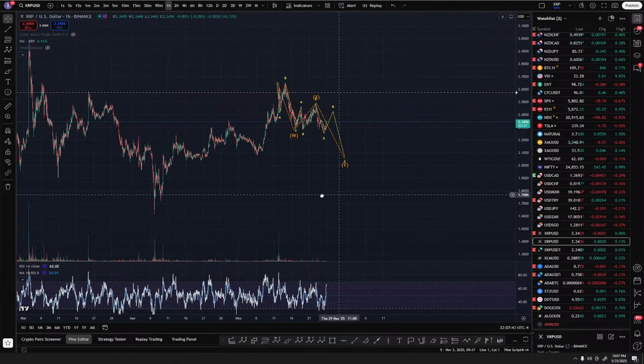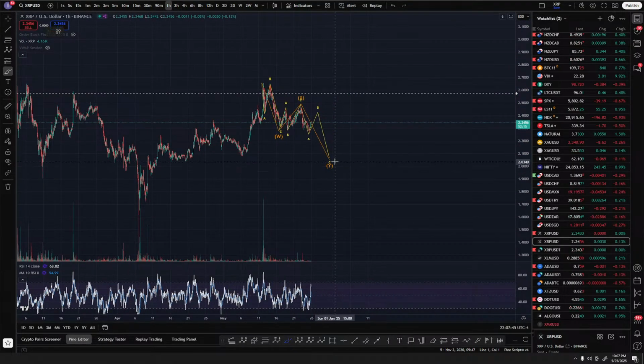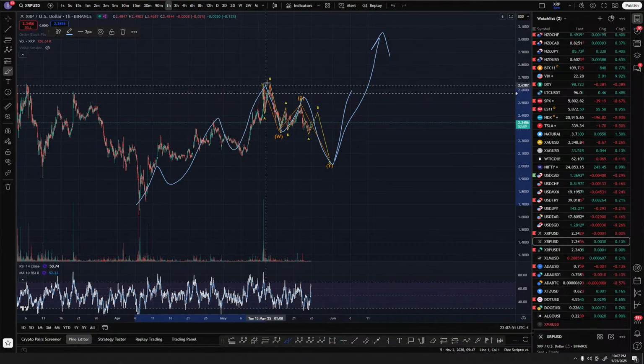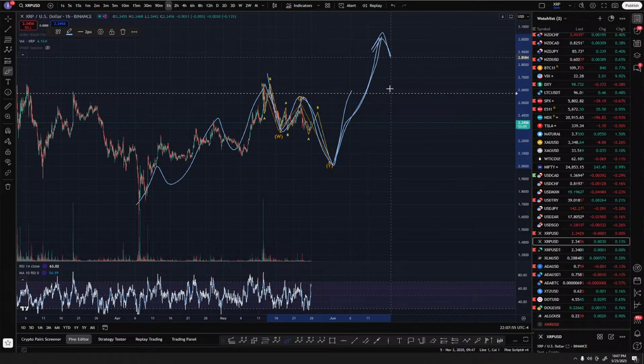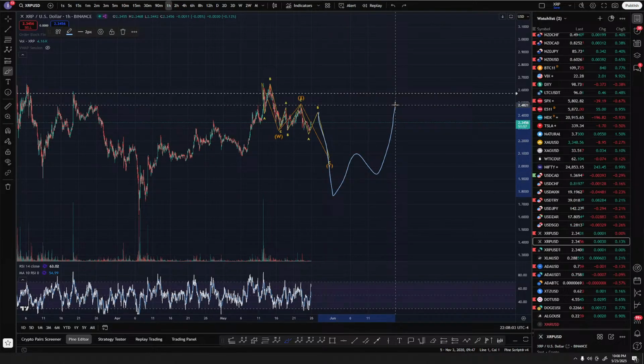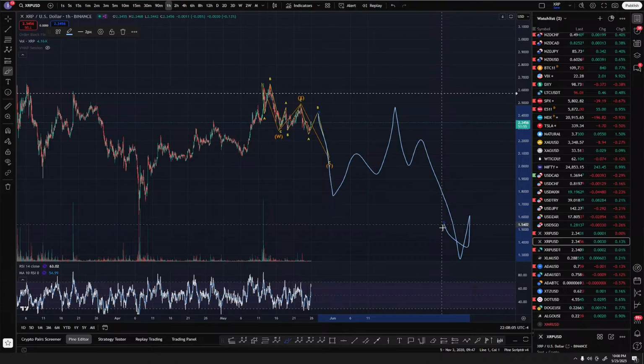Now, in the bullish world, that could be followed by more upside. 3 waves down, so some kind of weird impulse, followed by 3 waves, more upside. Or this could be the beginning. This C wave could get a lot deeper. You get 3 waves back and then more down.